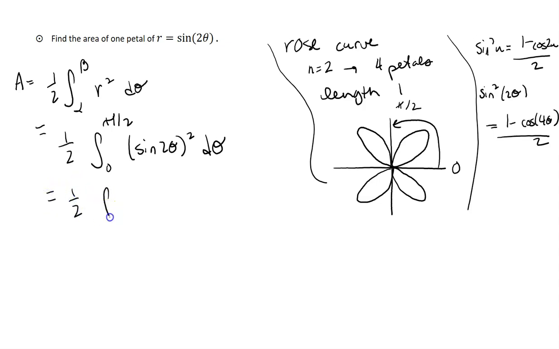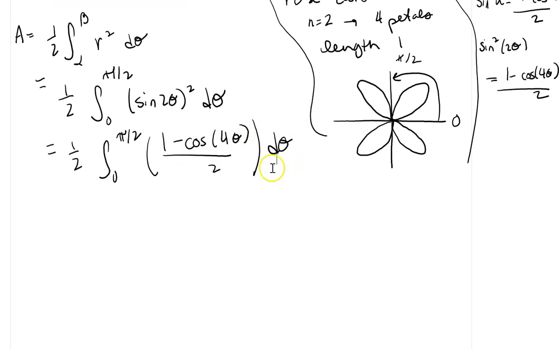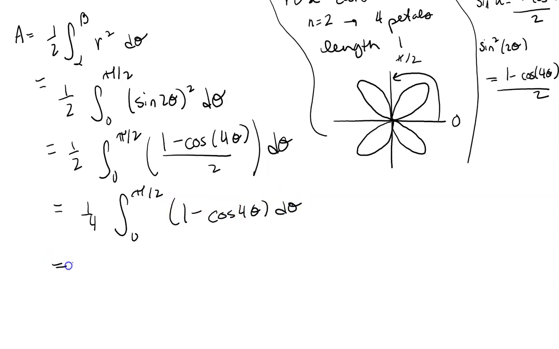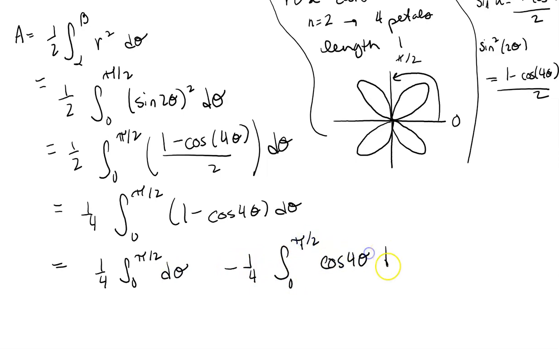So I've got 1/2 times the integral from 0 to pi over 2 of (1 minus cosine of 4 theta) over 2 d theta. To handle things a little better than we did last time, let's bring the 1/2 out and get 1/4 times the integral from 0 to pi over 2 of 1 minus cosine of 4 theta d theta. Splitting it up, that'll be 1/4 times the integral from 0 to pi over 2 of 1 d theta minus 1/4 times the integral from 0 to pi over 2 of cosine of 4 theta d theta.